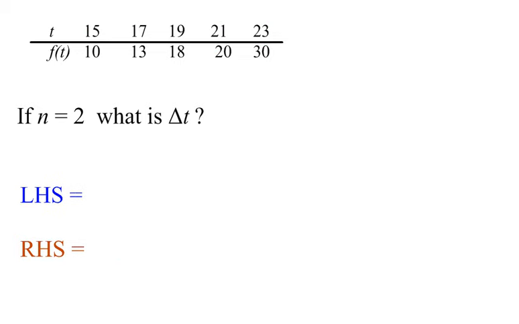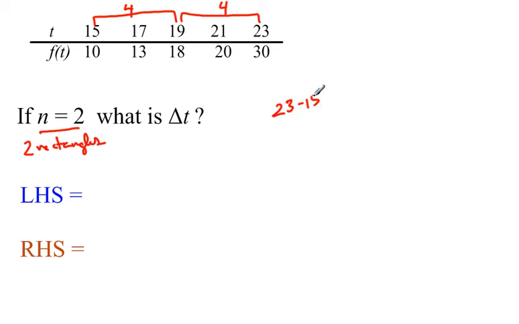Now, we could do the same one with a little less work with just 2 intervals. And so we said, what if n equals 2? That means 2 rectangles. Now remember, I can figure out delta t 2 ways. I can say, okay, if I have 2 rectangles, it's going to look like that. And I can see my width is 4 and 4. Or I can do that formula again. So 23 minus 15 divided by 4, which gives me 8 over 4 or 2. All right. Oops. Take that back.